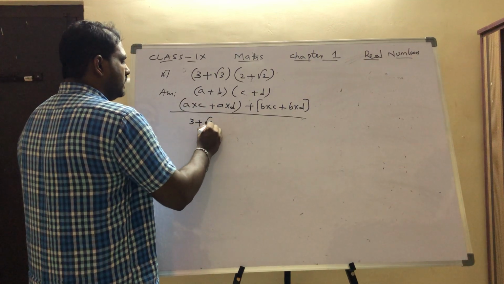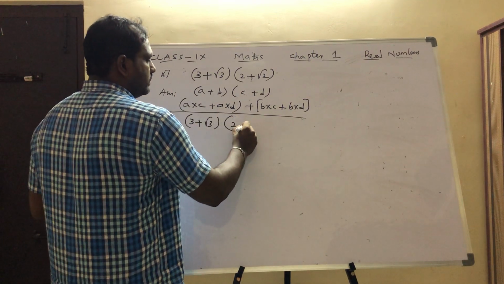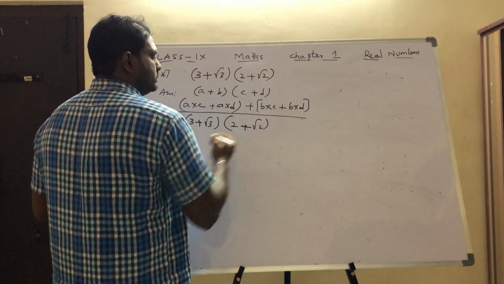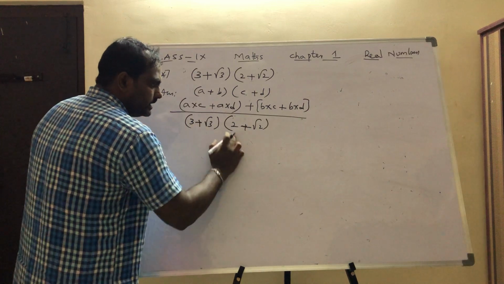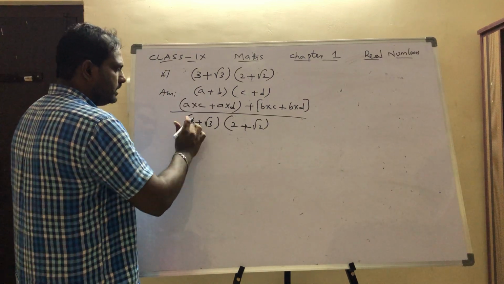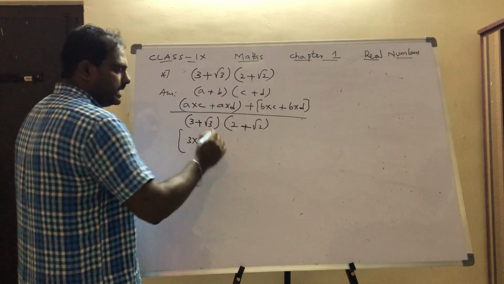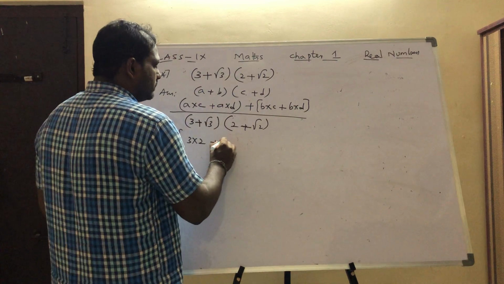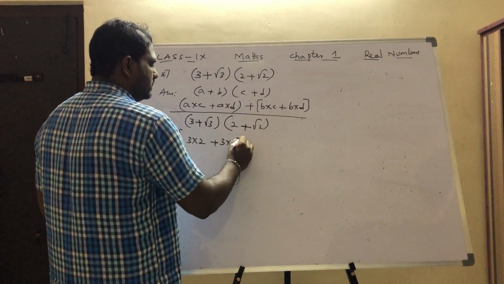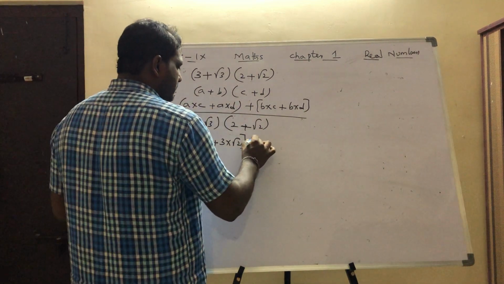Now basing on this point, I am explaining this question. (3 plus root 3) into (2 plus root 2). Now what will I do first? 3 should be multiplied with this and this. So what is the first answer? 3 into 2, plus. Why do I have to plus? What is the symbol here? Plus. 3 into root 2. This is finished. Next, what is the symbol here? Plus. I am writing the plus symbol here.